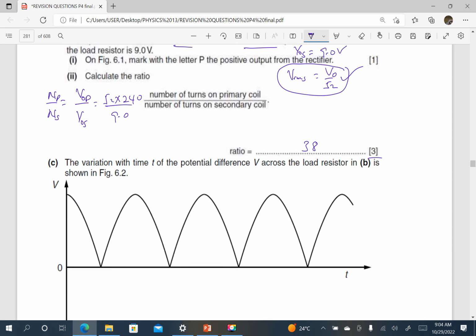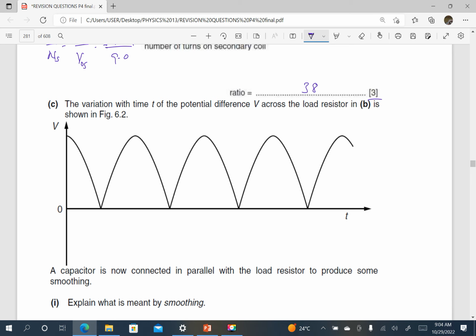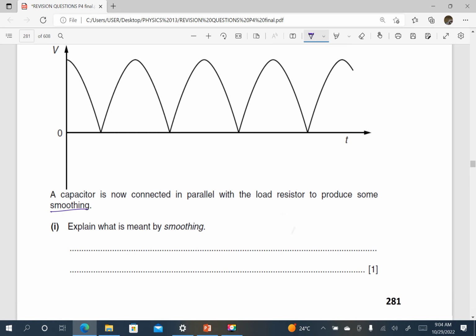The variation with time t of the potential difference V across the load resistor in B is shown in the figure here. A capacitor is now connected in parallel with the load resistor to produce some smoothing. Explain what is meant by smoothing.